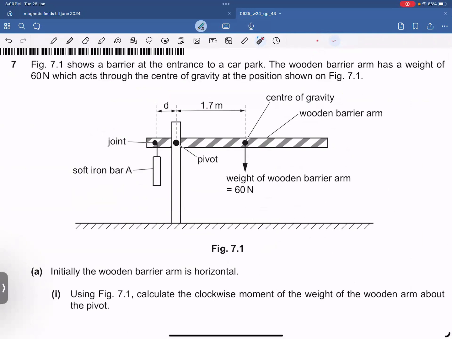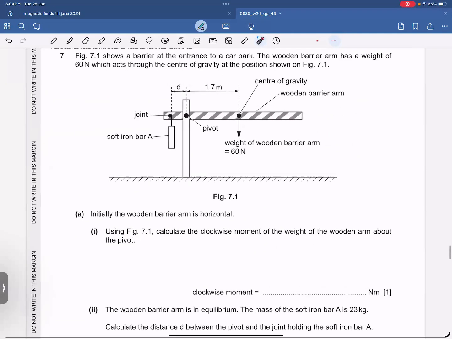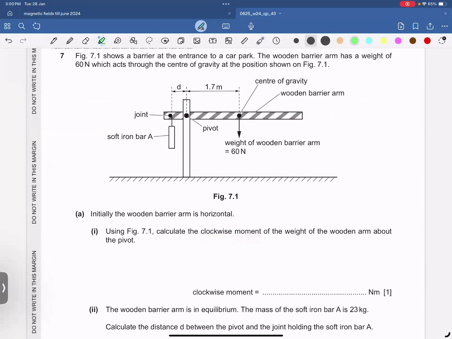The figure shows a barrier at the entrance of a car park. The wooden barrier arm has a weight of 60 newtons. It's labeled, acting at the center of gravity, 1.7 distance from the pivot. Initially the wooden barrier is horizontal. Using the figure, find the clockwise moment. The clockwise moment tends to move it this way.